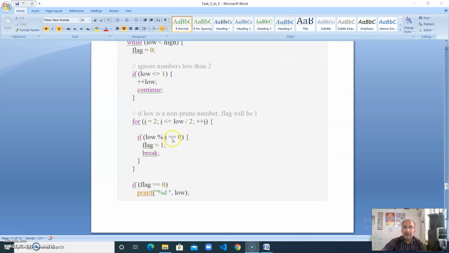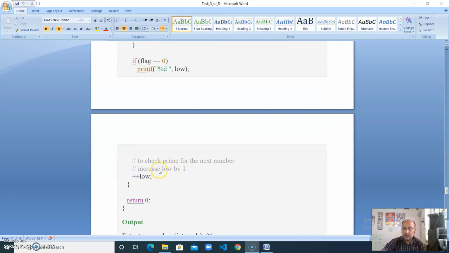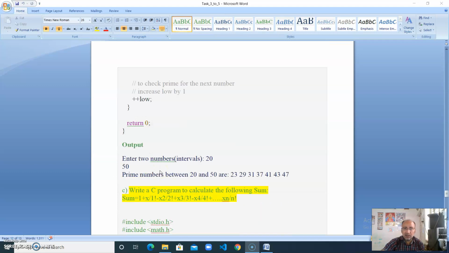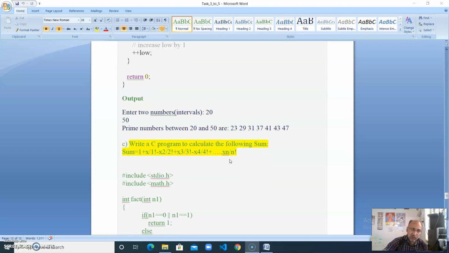If low modulus of i equals 0, flag equals 1, break. Flag equals 0, print %d low, plus low. So here, suppose we enter two numbers, 20 to 50. In the case of 20 to 50, these are the prime numbers. Okay, understood? Now the next question.